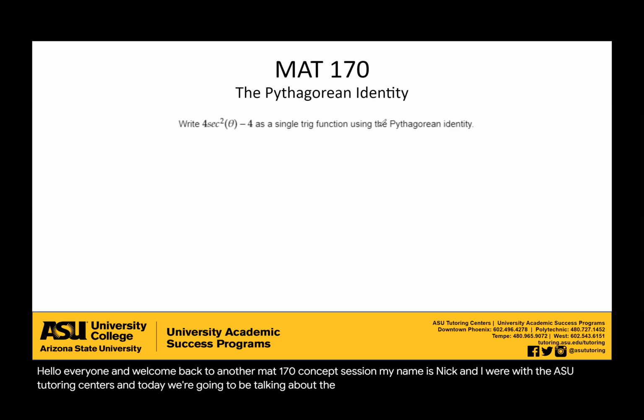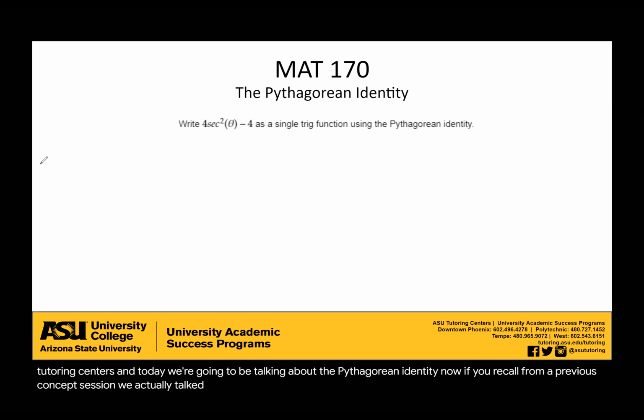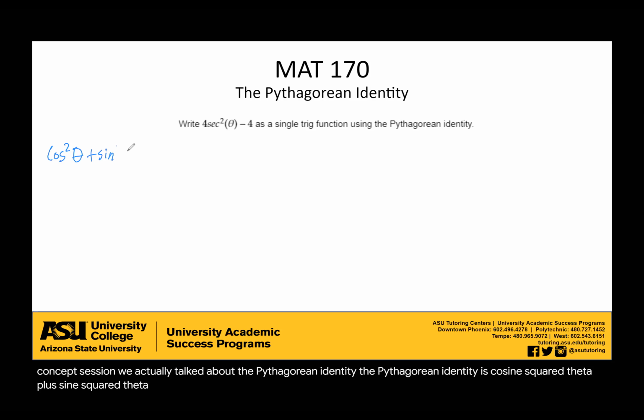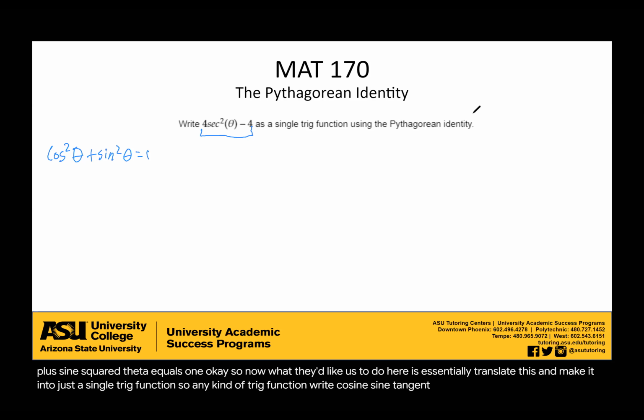The Pythagorean Identity. Now, if you recall from a previous concept session, we actually talked about the Pythagorean Identity. The Pythagorean Identity is cosine squared theta plus sine squared theta equals 1. Okay, so now, what they'd like us to do here is essentially translate this and make it into just a single trig function. So any kind of trig function, right? Cosine, sine, tangent, cotangent, everything like that.